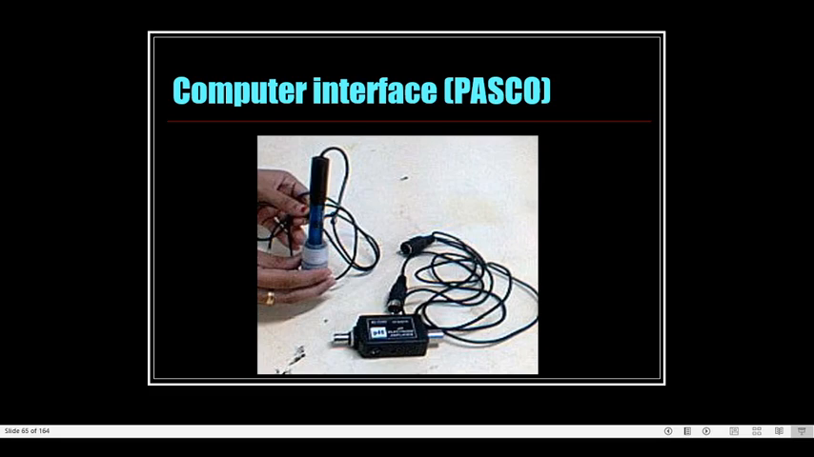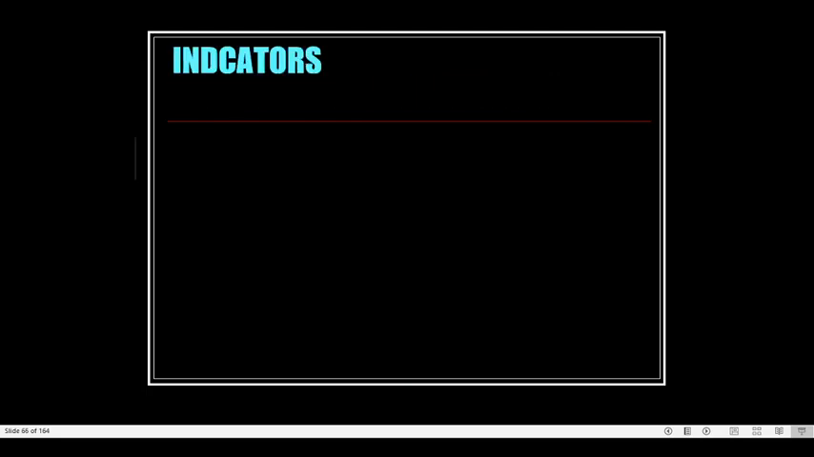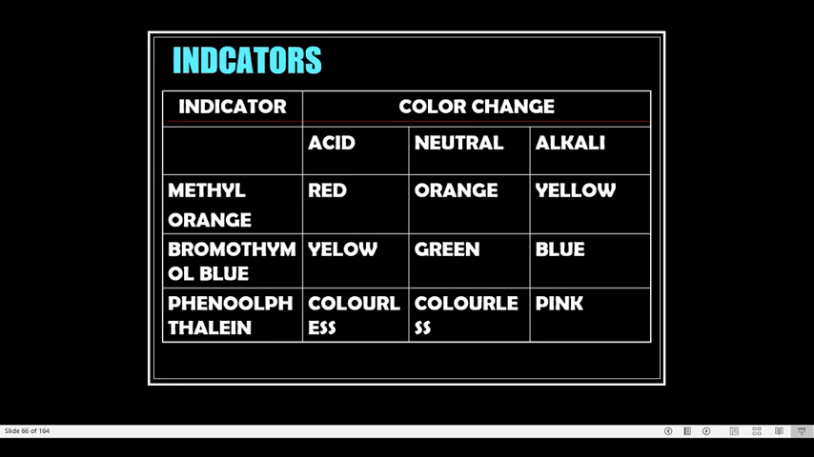Okay, this is a PASCO. Masa zaman saya sekolah dulu, saya gunakan computer interface. So dia akan terus connected with the computer. Okay, these are the indicators. The color changes. Indicator ni penunjuk lah. Penunjuk ni selalunya kita guna dalam bentuk cecair.